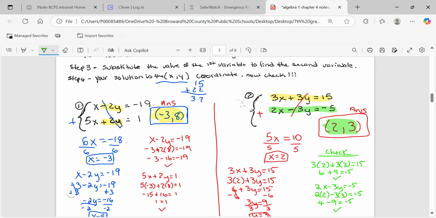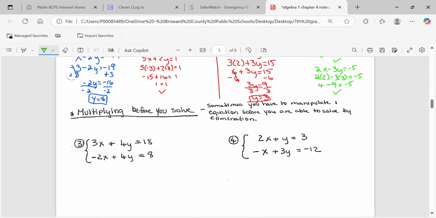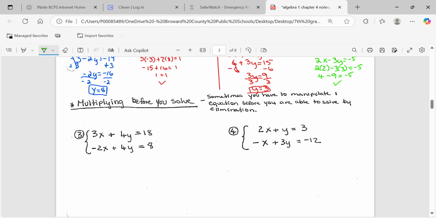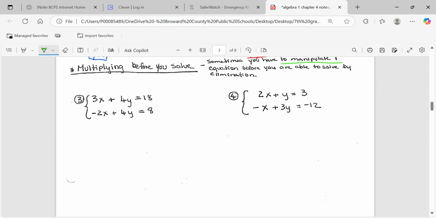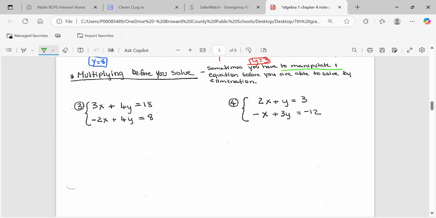Now, this is nice and pretty, right? Number 1 and number 2, there's something beautiful I can cancel out. But we know that's not always the case. Because of that, sometimes we have to do some work. Sometimes we might have to manipulate one equation to be able to solve by elimination. So if I look here on number 3, I can eliminate something.